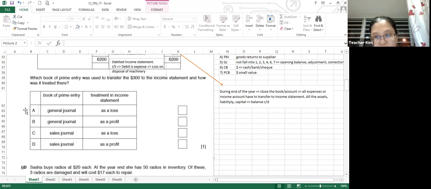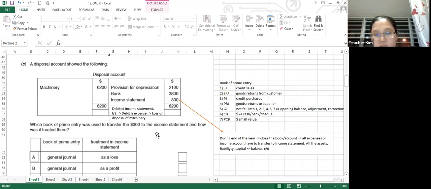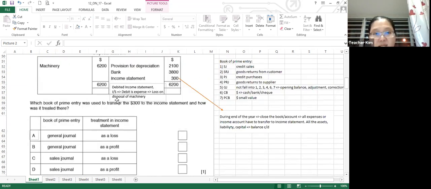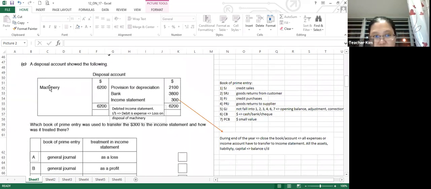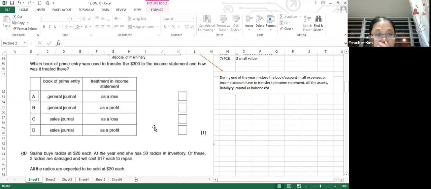Okay, now that's settled, we move on. Anything to ask for this question? Understood? For the machinery provision, how do we get it? The position is fixed, no change. These accounts do not change except the income statement. The rest: this side is the cost, this is the provision, this is the value of the disposal.